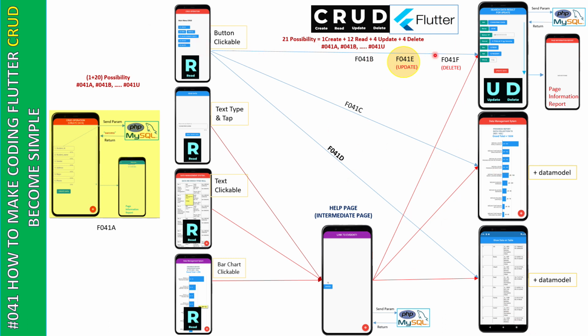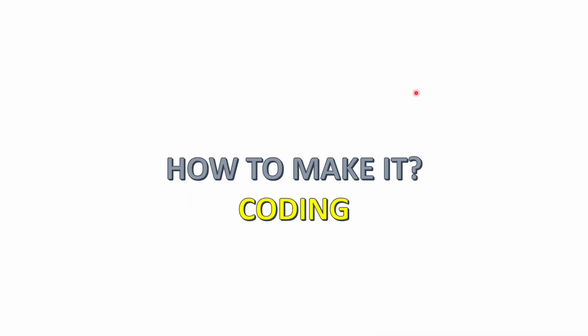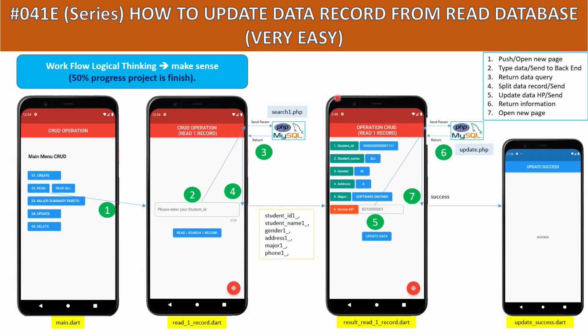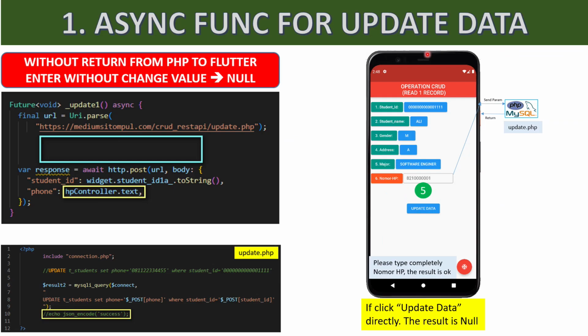Back to top again, click here, and then we update the data. And next we make how to delete this data. Okay, we have made the coding successfully, and I have also mentioned this before. Okay, this is a stepping. This is stepping one. If we click directly without typing this data, the result is null.